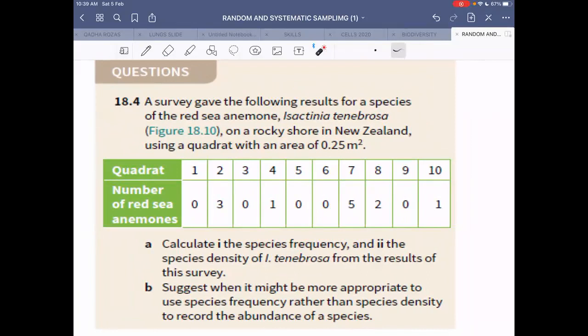A survey gave the following results for a species of red sea animal. It's a sea animal on a rocky shore in New Zealand using a quadrat with an area of 0.25 square meter. The number of quadrats used over here are 10, and in each quadrat, whether or not the sea animals were found, वो भी बताया हुआ है उन्होंने, और जब वो found हुए थे तो एक क्वाड्रेट में कितने नंबर थे वो भी बताया हुआ है, राइट? So you have to calculate species frequency and species density from the results of this survey. अब जल्दी से मुझे ये कैलकुलेट करके बताओ.